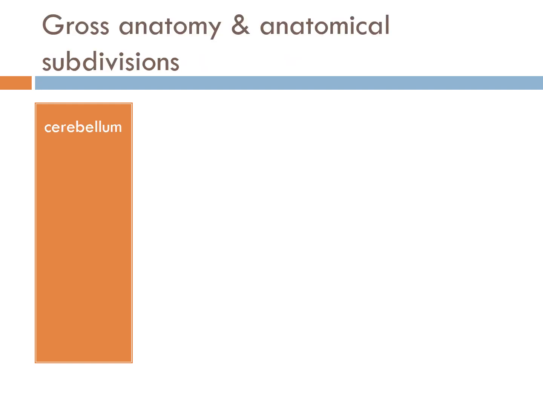So we have completed the cerebellar peduncles. Now in this part 1 we will see the gross anatomy of the cerebellum, otherwise surfaces of the cerebellum, and the anatomical subdivisions of the cerebellum.